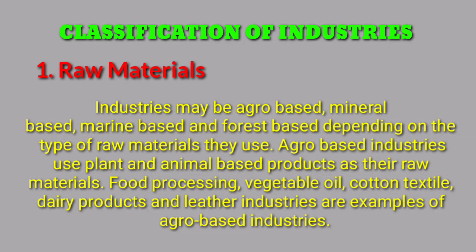Agro-based industries use plant and animal-based products as their raw materials. Food processing, vegetable oil, cotton textile, dairy products and leather industries are examples of agro-based industries.